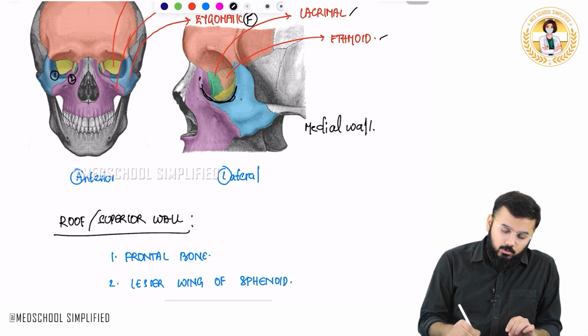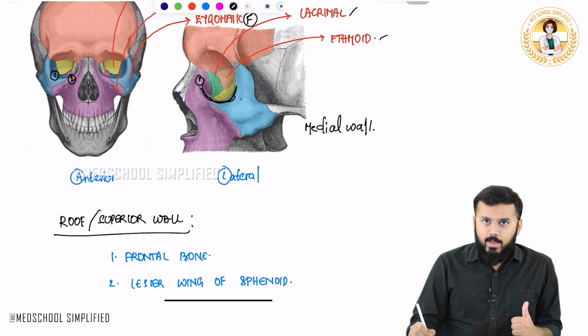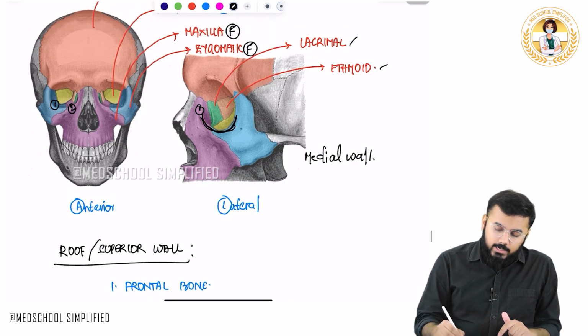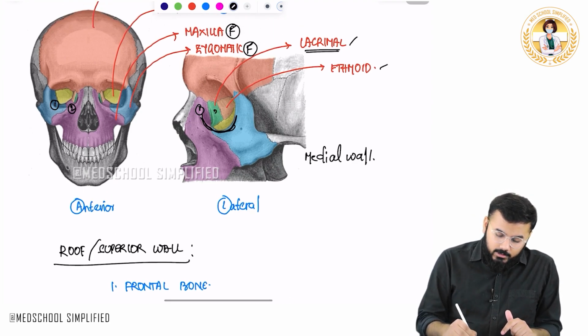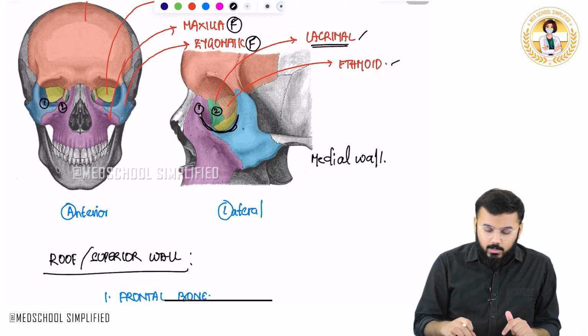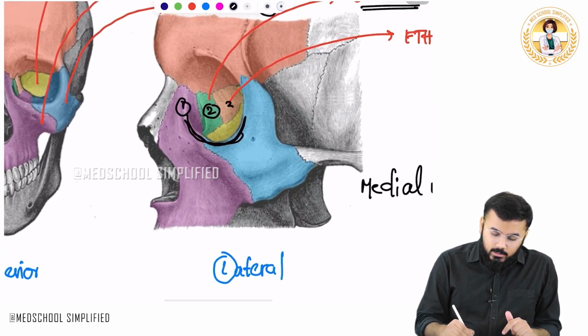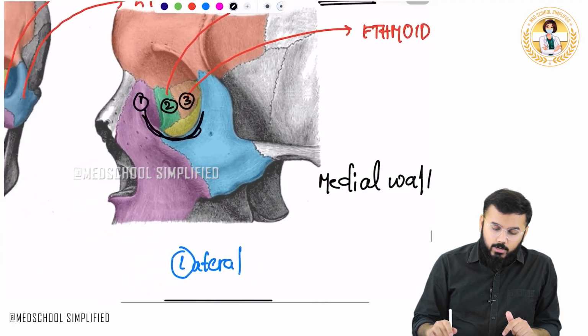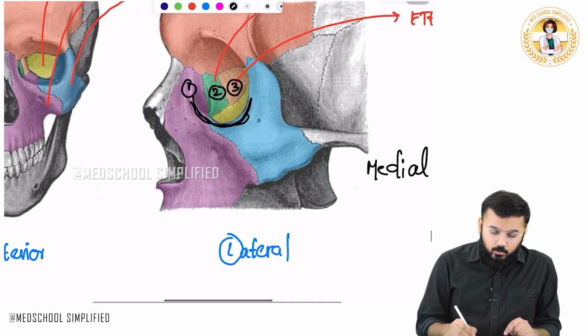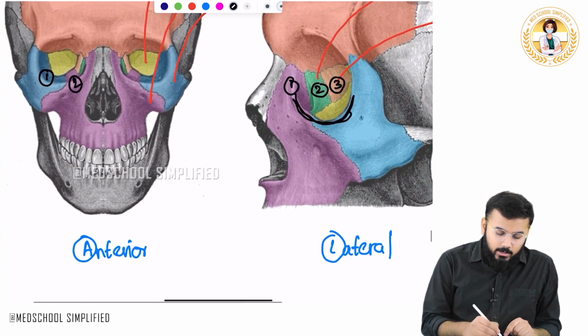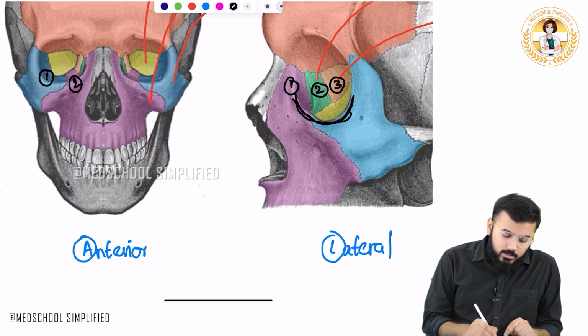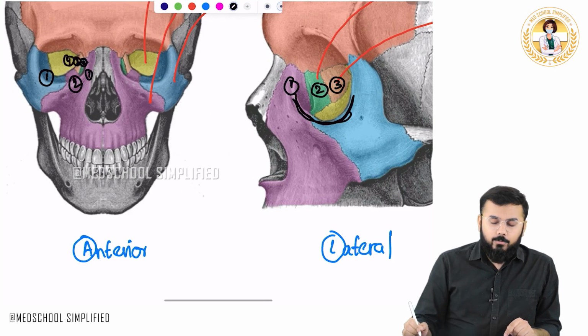See, this is the first bone. What is this? Maxilla. What is the second bone? Lacrimal bone. You see, the green one is called your lacrimal bone. And third important bone, see, this is the third one. What is this third one called? Your ethmoid bone. And if you look here, this is your 1, this is your 2, this is your 3, and this is your 4, right?